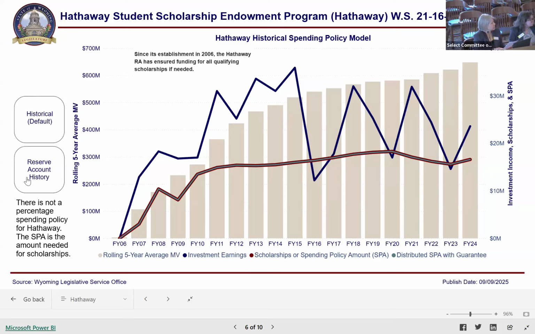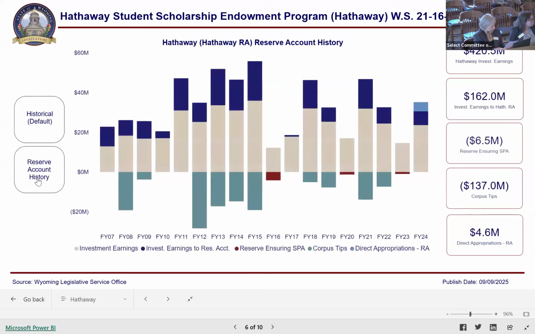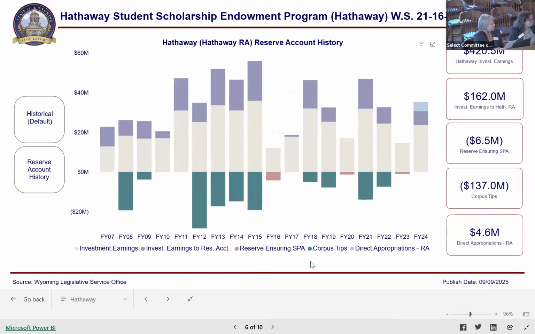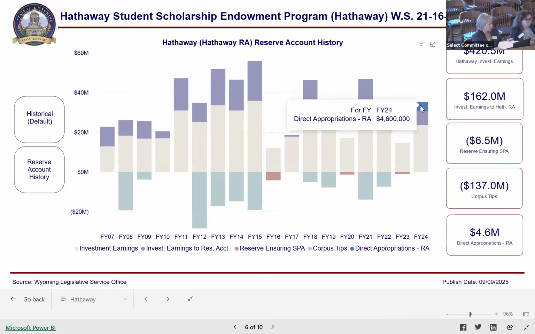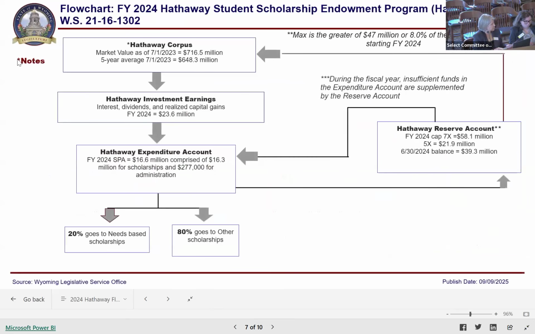Now moving on to the next tab, which is your reserve account history. One thing I find interesting about the Hathaway is that there have been 10 corpus tips, more than any other fund, for a total of 137 million tipping back into the corpus. Also, there's only been one direct appropriation to the reserve account, and it was that 4.6 million for House Bill 89. Okay, and then moving on, next we just have the Hathaway flow chart for your convenience.